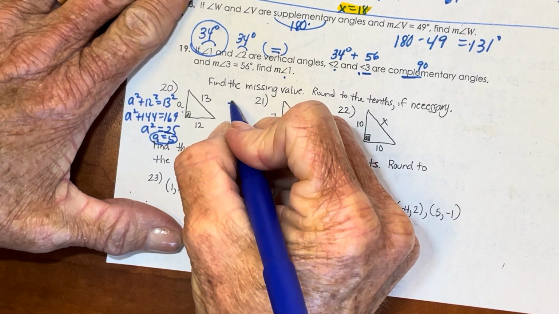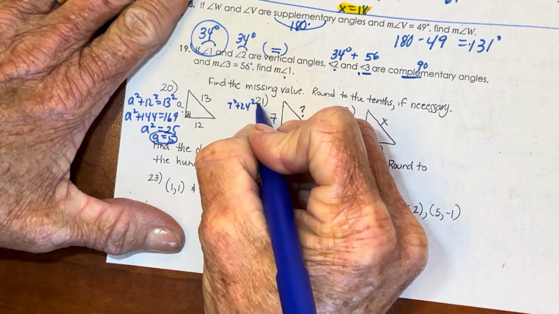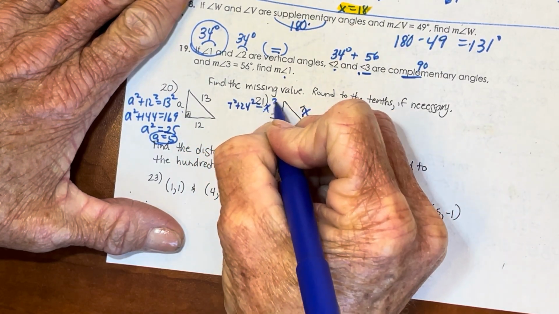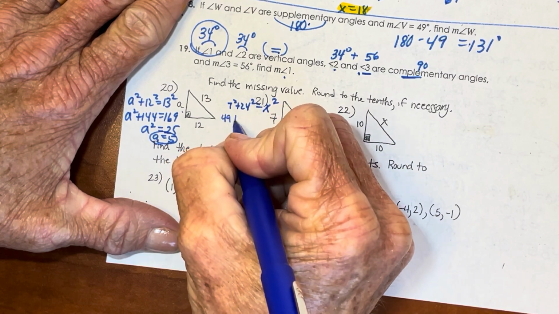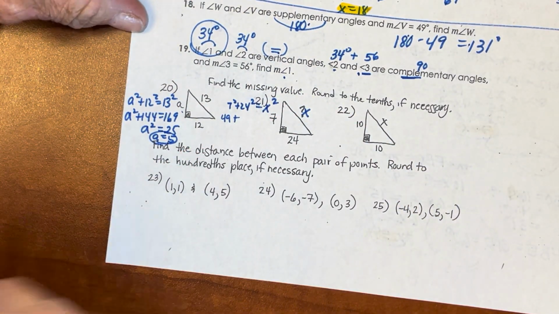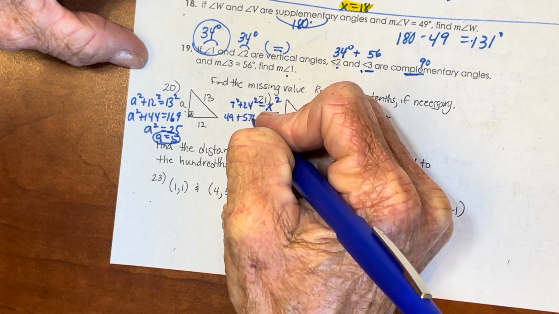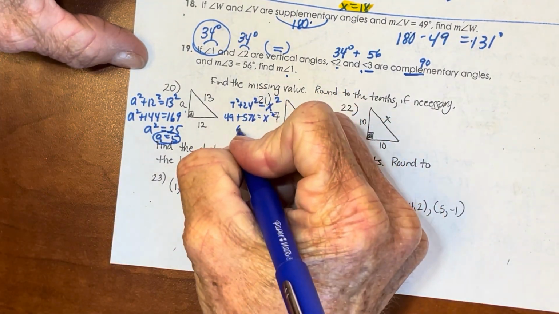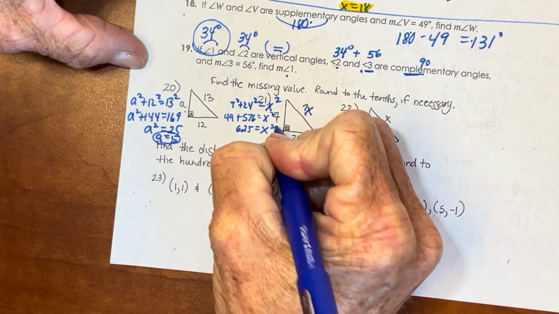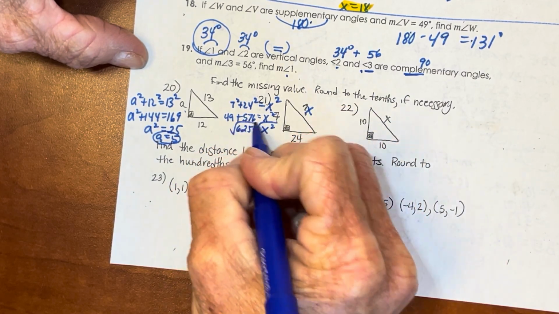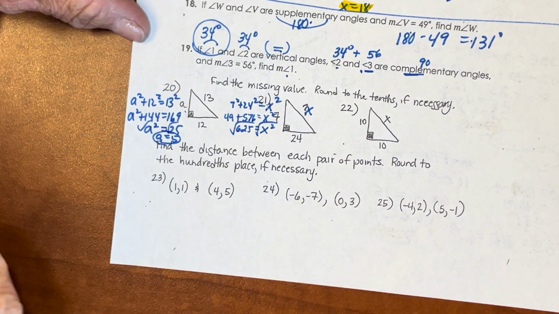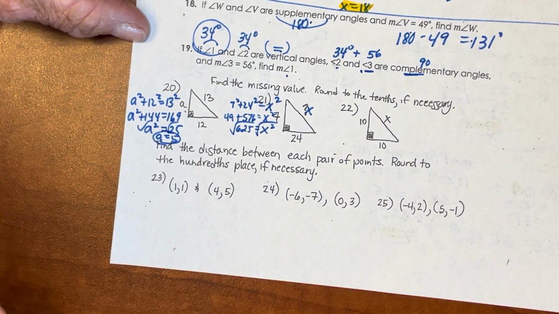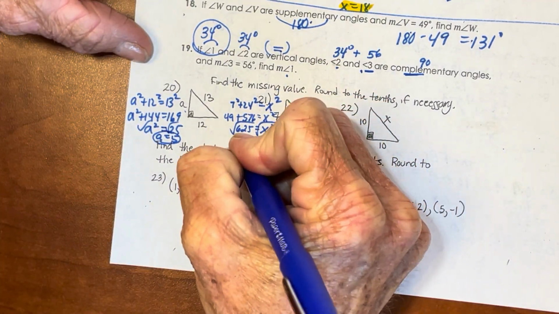In this case, we have 7 squared plus 24 squared equals, we're missing the hypotenuse, 49 plus 576 is equal to x squared. So that's going to be 625. And then when we take the square roots of both sides, 625 is a perfect square. The square root of 625 is 25.